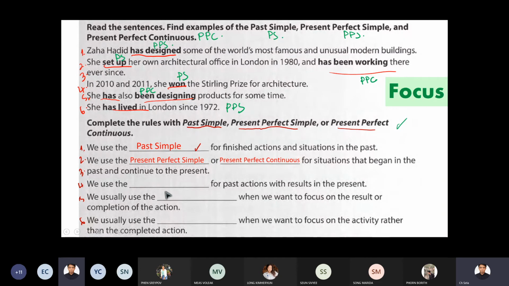Now, number 4, we use the what? Present perfect simple for past action with results in the present. And number 5, we use the present perfect simple. Okay. And the last one, present perfect continuous. Why present perfect continuous? Because we focus on the activity. Because of the activity, you see it.